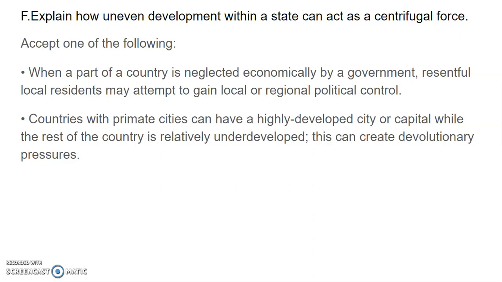government. The countries with primate cities can have a highly developed city or capital, while the rest of the country is relatively underdeveloped. This can create devolutionary pressure. People can feel as if the government does not care about them, especially if it falls along different minority group lines. And so this can lead to people being unhappy and disenfranchised and disenchanted with their government, which can cause friction and fracture. The country that is wealthier can also begin to resent having to pay more taxes to pay for the less wealthy regions in their country, and so they can begin to discriminate against those people.